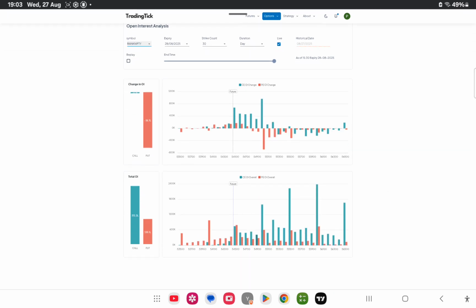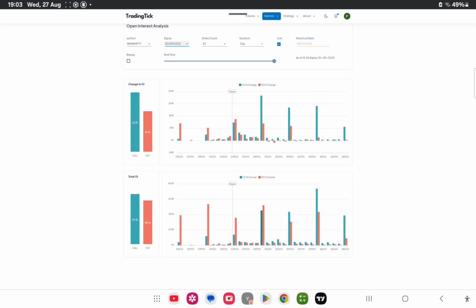you could see the Bank Nifty straddle is at 54,500, but here 55k is also standing at a very good resistance. And for next expiry Bank Nifty, you could see the equal build up at the round numbers, round figures.